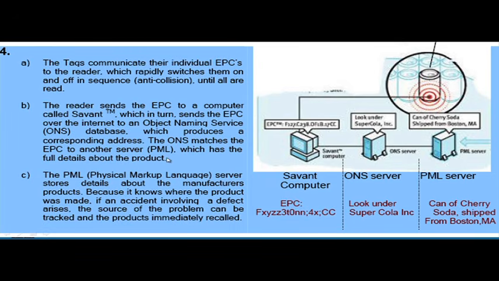Once this URL is fetched, the next task is that any supply chain member can access the PML server, the physical markup language server, at the specific URL of that particular server to know the item details. So, for example, if this is the product code, the ONS server gives a specific URL that you look at under this particular company's data. Now, the PML server actually tells the detail that it is a can of cherry soda, shipped from Boston, MA, and so on.